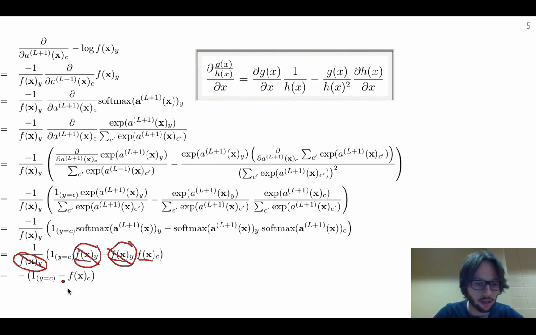And so this gives me indeed what's left, which is minus the indicator function of whether y is equal to c, minus f of x c, so the cth output value at the output layer. Okay, so that's how you can derive the partial derivative of the loss function with respect to the pre-activation for any output neuron C. And we see how that actually reduces, by reusing the definition of the softmax, into an expression that only depends on the output activation. So we get a very simple expression.